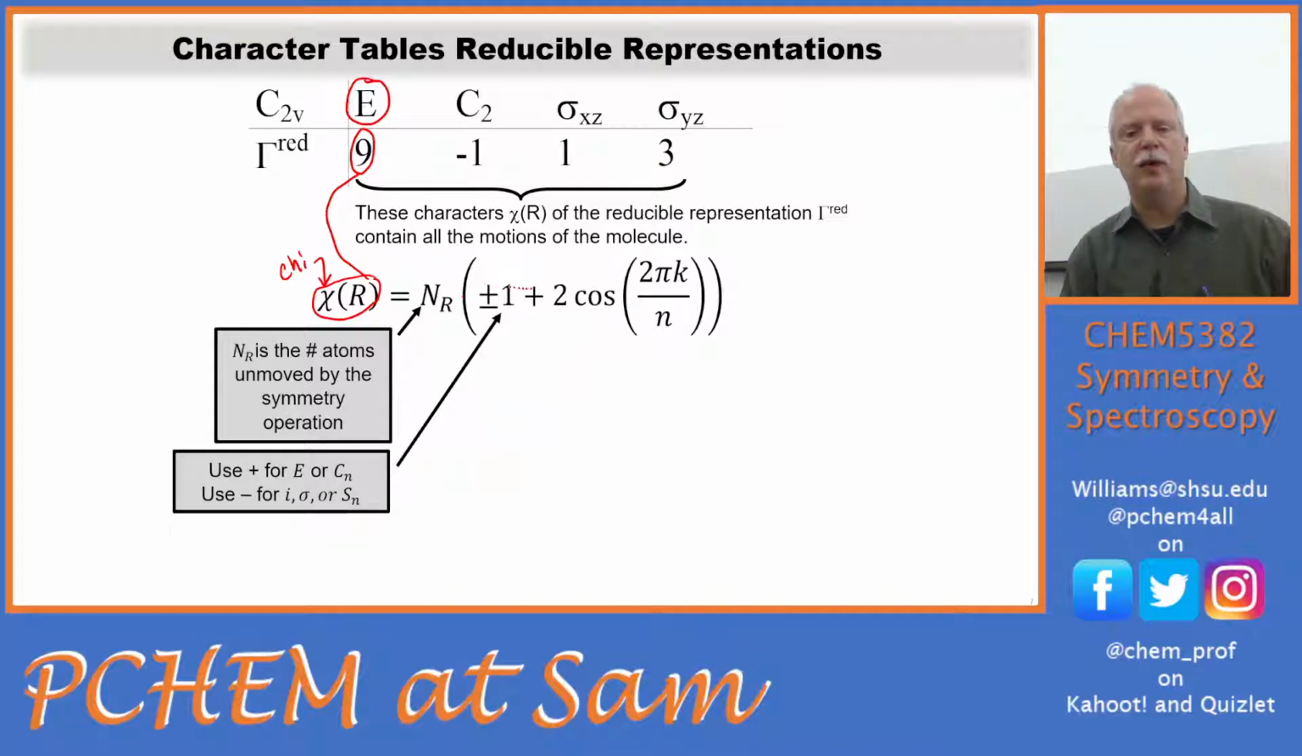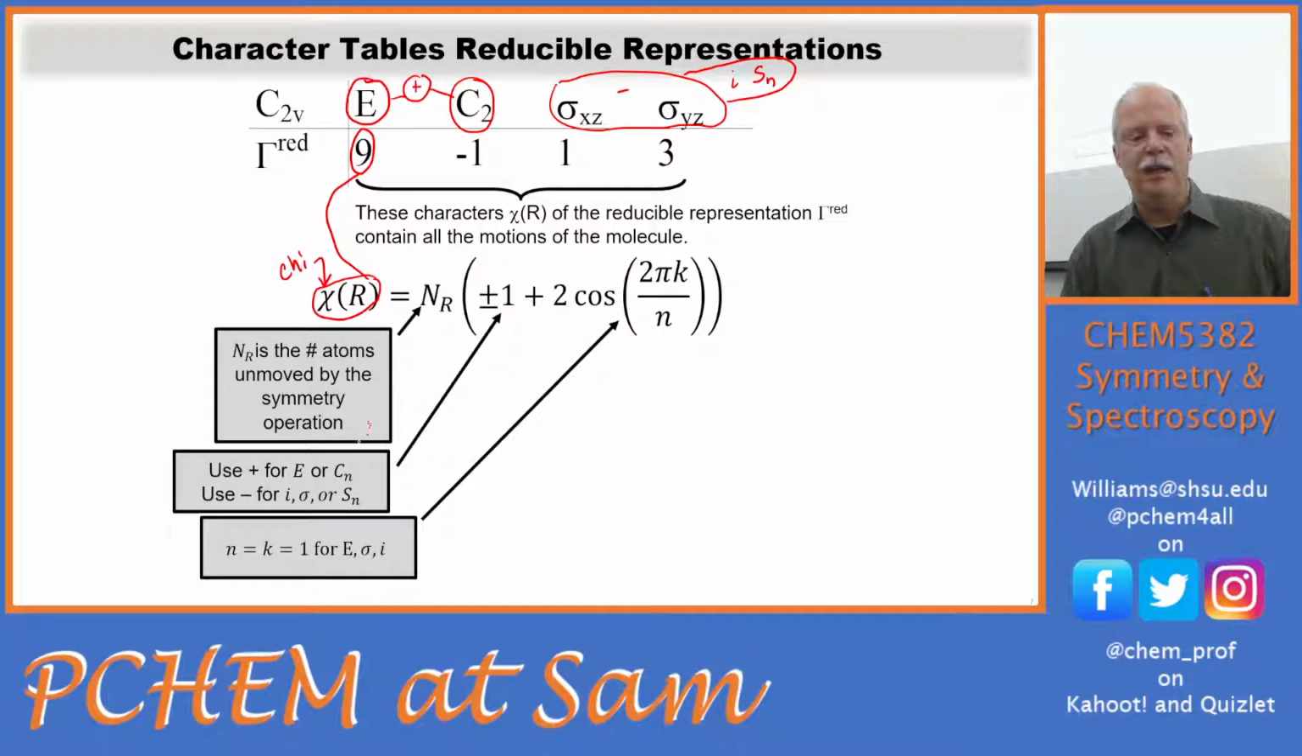In terms of this plus or minus 1, how do we decide whether to use plus or minus? It depends on the operator that we're using. If we're using E or C_n, we use a plus. And if we're using i or a reflection or an S_n, if we're in any one of those columns, then we use that minus sign. And then we have a k and an n. For identity or reflection or inversion, n and k both equal 1, and so we just put a 1 there. If it's rotation, then we know what the n is. Like for a C2, n equals 2.